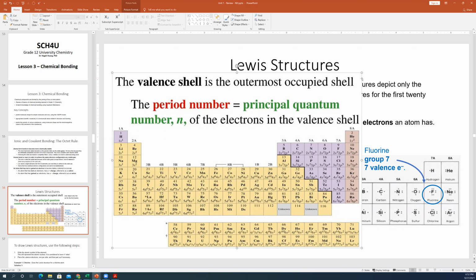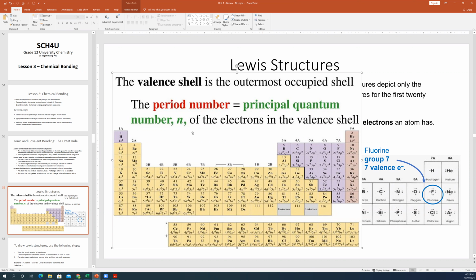Can everybody see that? Okay. And now there's a feature on the periodic table that actually makes it super handy. As it turns out, the group number 1A, 2A, 3A, 4A, 5A, 6A, 7A, 8A, for the first 20 or so elements of the periodic table, which are the ones we most commonly deal with right now, actually correspond to the number of valence electrons.